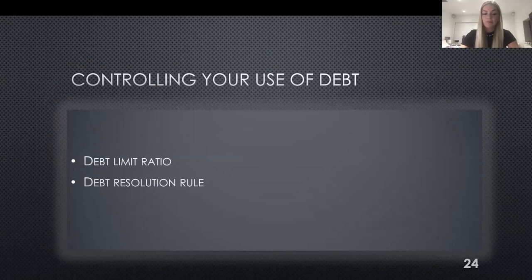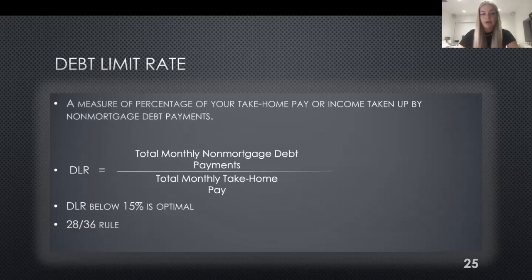Controlling your use of debt. Controlling your use of debt consists of 2 measures: the debt limit ratio and the debt resolution rule. The debt limit ratio is a measure of the percentage of your take-home pay or income taken up by non-mortgage debt payments. The formula for the DLR is the total monthly non-mortgage debt payments divided by the total monthly take-home pay. A DLR below 15% is optimal. At that debt level, you still have a borrowing reserve for emergencies and the unexpected.